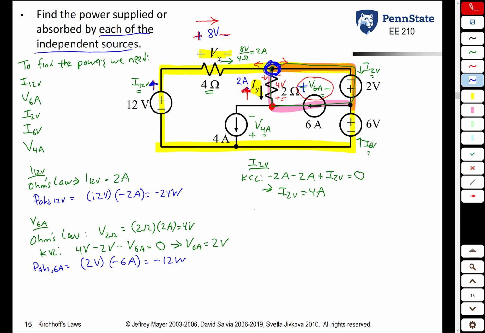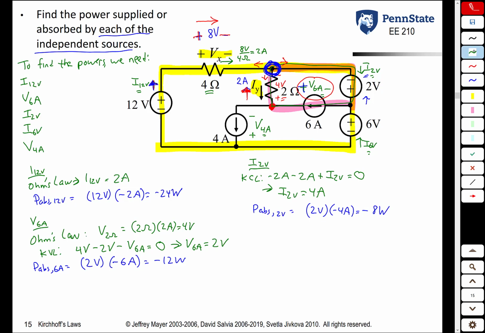Once we know that, we can find the power absorbed by the 2-volt source. The voltage across the 2-volt source is obviously 2 volts. The current going into the source is the current in that direction, which is negative I sub 2 volts. So we get minus 4 amps, and we get negative 8 watts. So once again, this source also supplies power.